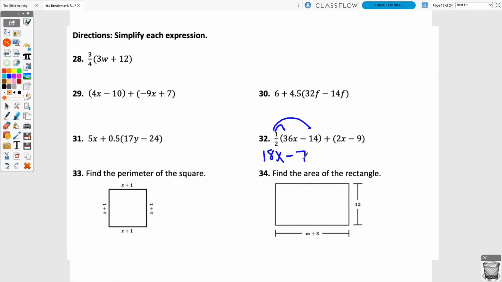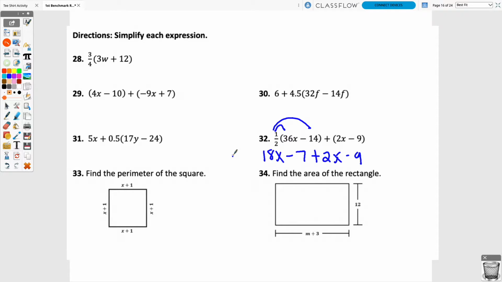Negative 7. Okay. Do I have to distribute anything to that second parentheses? No, because that's just a positive 1. So when I distribute, everything's going to stay the same. So I'm just going to bring down my plus 2x and my minus 9.